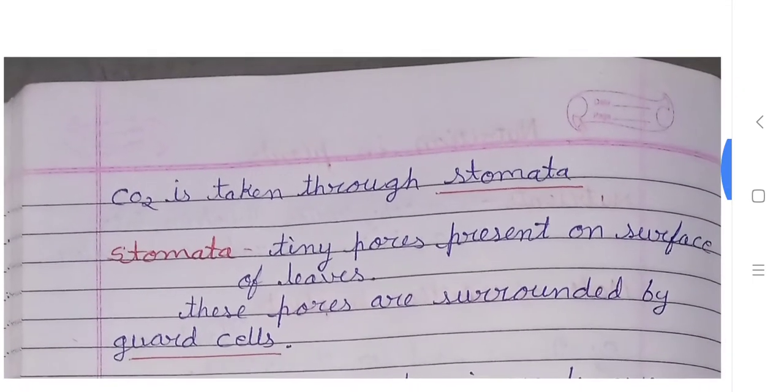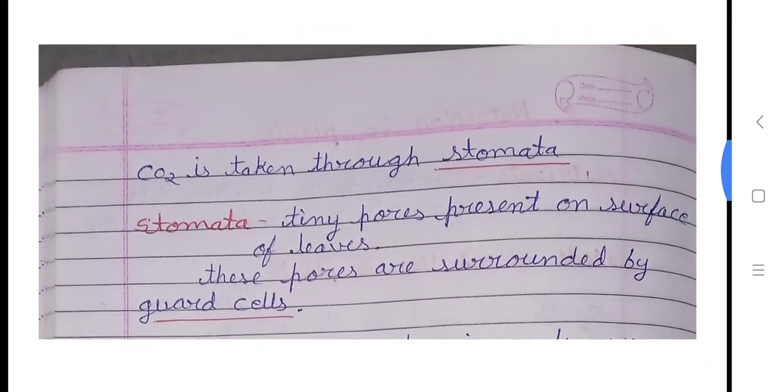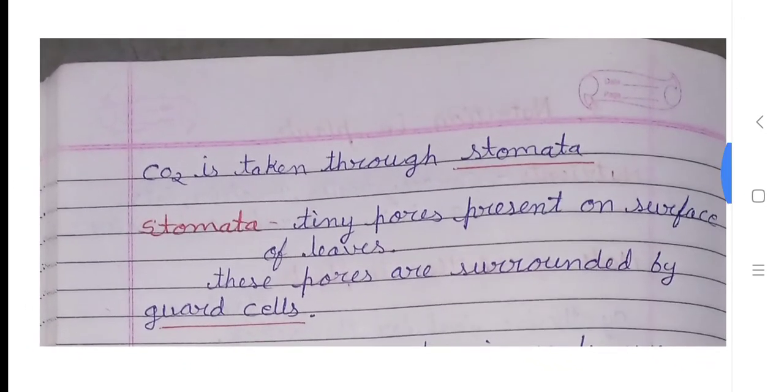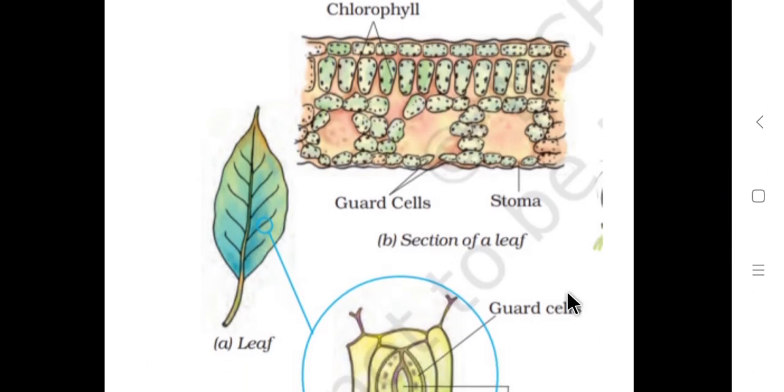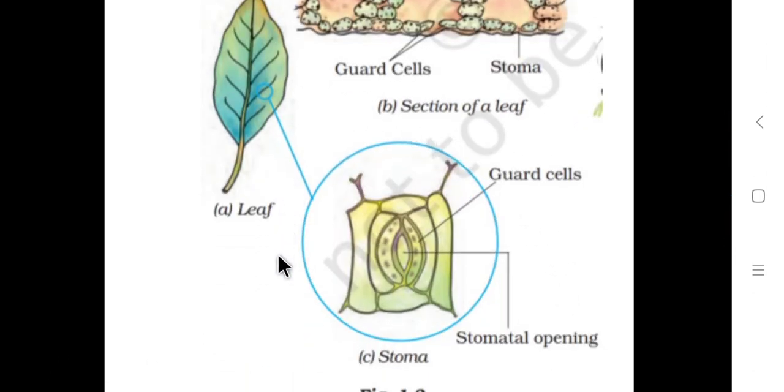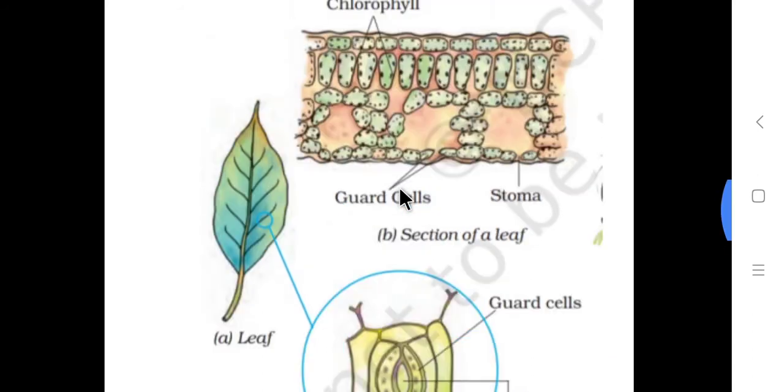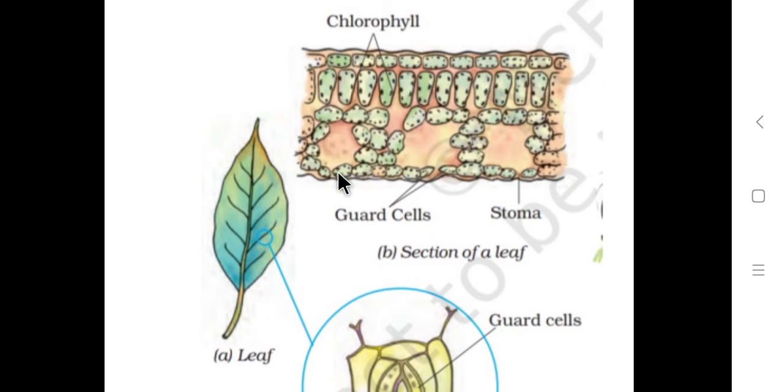These pores are surrounded by guard cells. So such pores are called stomata. Shown in the picture: this picture is of stomata on the leaf surface. These pores are surrounded by guard cells.